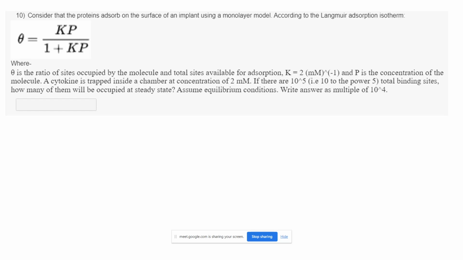How many are the total occupied sites at steady state? 8. Okay. Yes, I got the answer 8, ma'am. Okay. Anyone else? We have got one answer, 8. Does anyone else have any other answer, or even 8 as an answer?